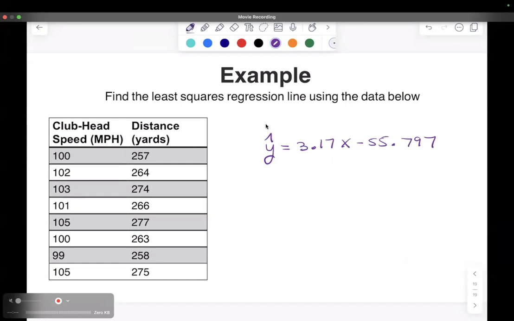So I'm not going to ask you to plug the numbers in, but if I was to try to predict how far the ball would go at 104 mph club head speed, you would just plug 104 in for X. You don't have to do that, just telling you that's what you would do. Now, this is our last slide, so ask any questions about linear regression before we do the lab.